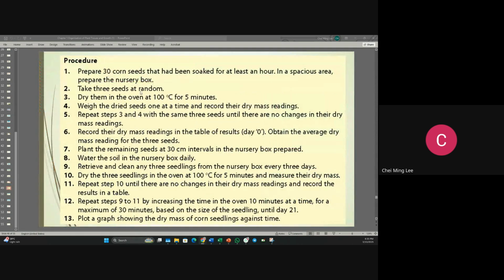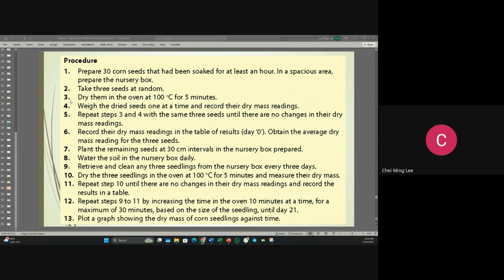We prepare 30 corn seeds that have been soaked for at least an hour. In a spacious area, we prepare the nursery box. Take 3 seeds at random and dry them in the oven at 100 degrees for 5 minutes. This will be used as the control, meaning the mass on day 0. Then we weigh the dry seeds one at a time and record the dry mass reading.